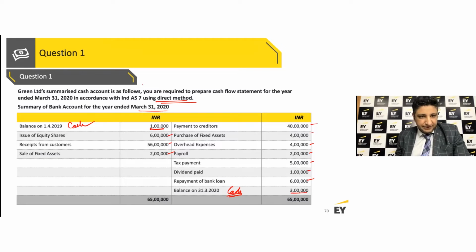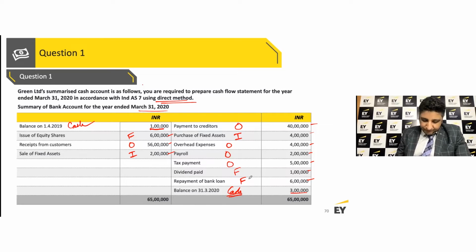For example, if I'm given the issue of equity shares, it's clearly an example of a financing activity. Receipt from customers is an operating activity. Sale of fixed assets is an investing activity. Similarly, creditor payments is an operating activity. Purchase of fixed assets is an investing activity. Overheads is an operating activity. Payroll is an operating activity. Tax payment is also an example of an operating activity. Dividend payment and repayment of bank loan are both financing activities.